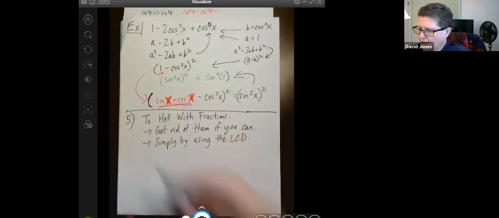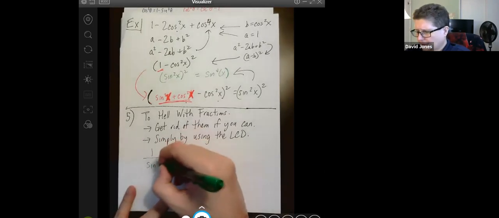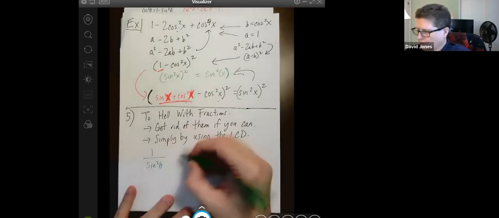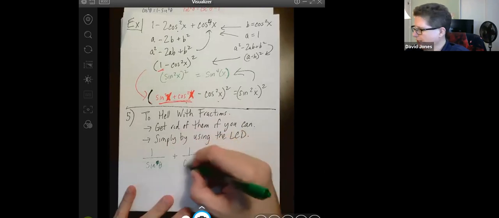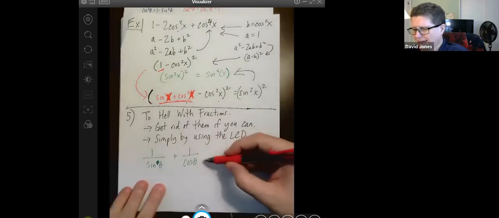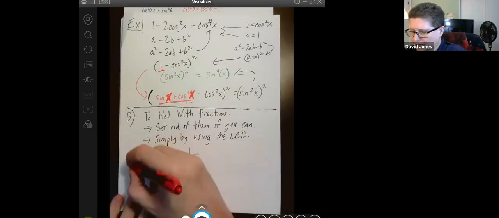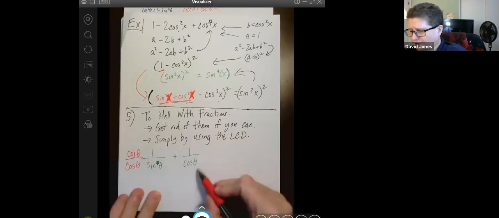For example, if I have 1 over sine theta plus 1 over cosine theta, I don't want sine squared. The idea of the LCD is to just take the other fraction and multiply top and bottom by it. So the other fraction had cosine theta.